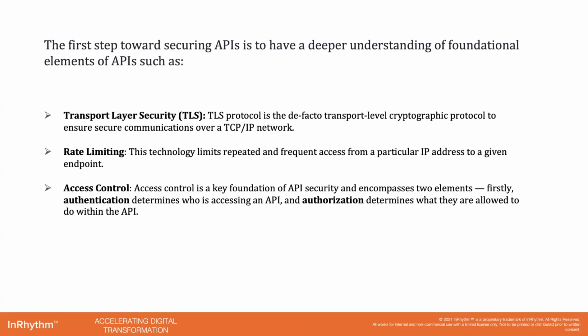Next, we have rate limiting. This technology limits repeated and frequent users accessing from a particular IP address to a given API. For example, public APIs serve as the gateway to a business and as such must be protected from abuse via denial of service attacks. An adversary can trivially launch automated attacks against APIs, which can either degrade the performance of the application for legitimate users or destroy the API due to resource exhaustion on the server.